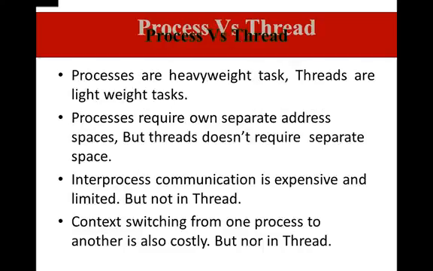A process is a heavyweight task, whereas a thread is a lightweight task. As I said, a thread is a part of the process, and every process requires its own address space, whereas a thread doesn't require any special space. The thread uses the space which is already created for a process. Inter-process communication is expensive in the case of process-to-process communication, but not in the case of a thread. As well, context switching, that is switching from one process to another process, is costlier in the case of process-based, whereas in the case of thread it is cheap, right?